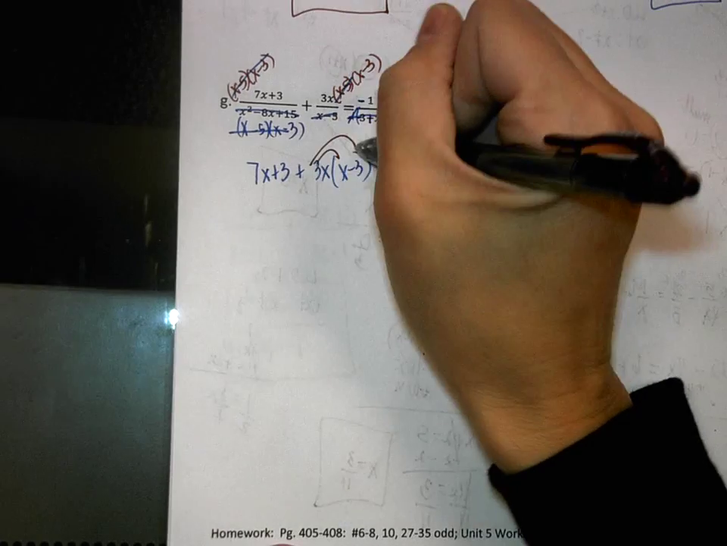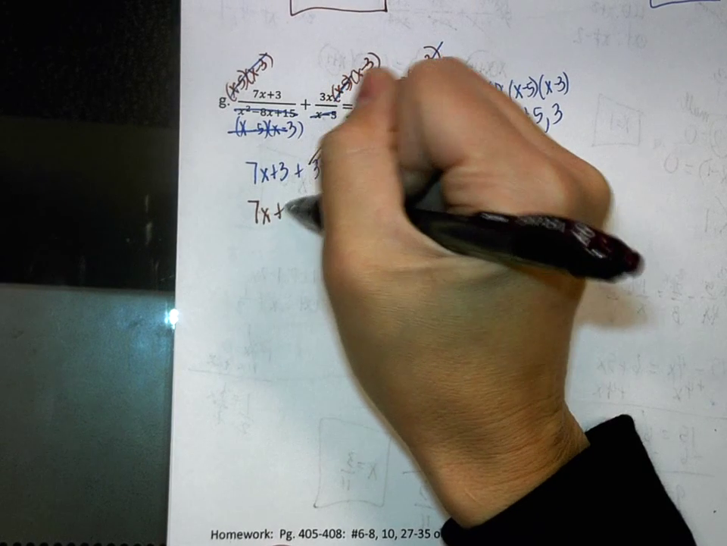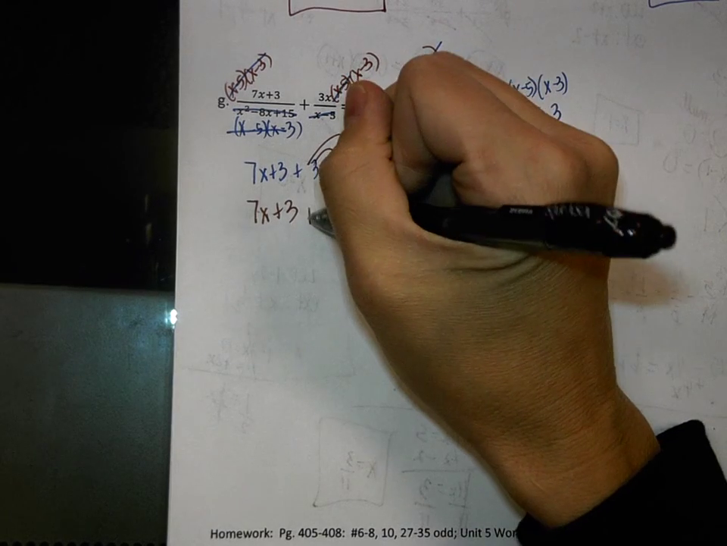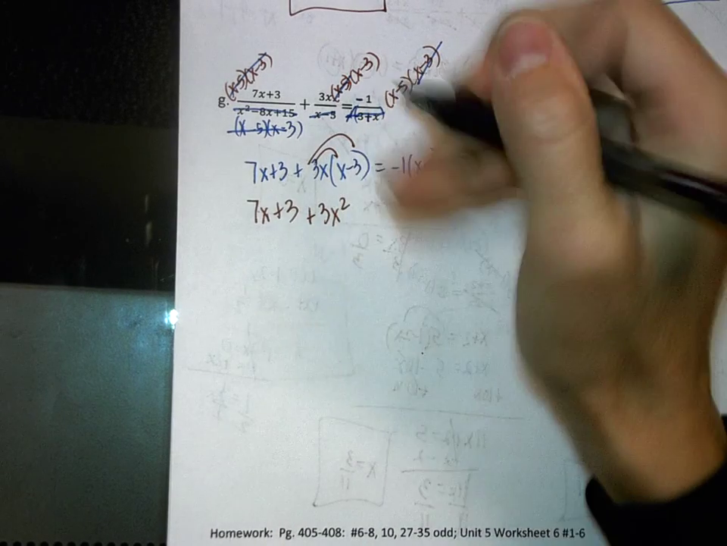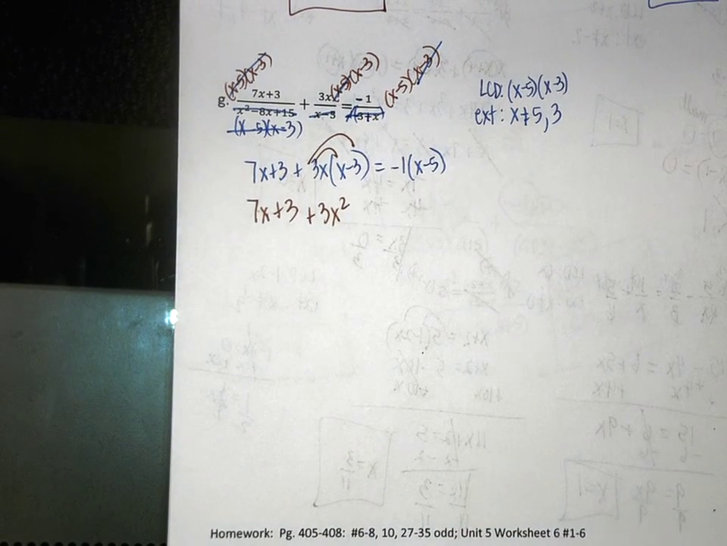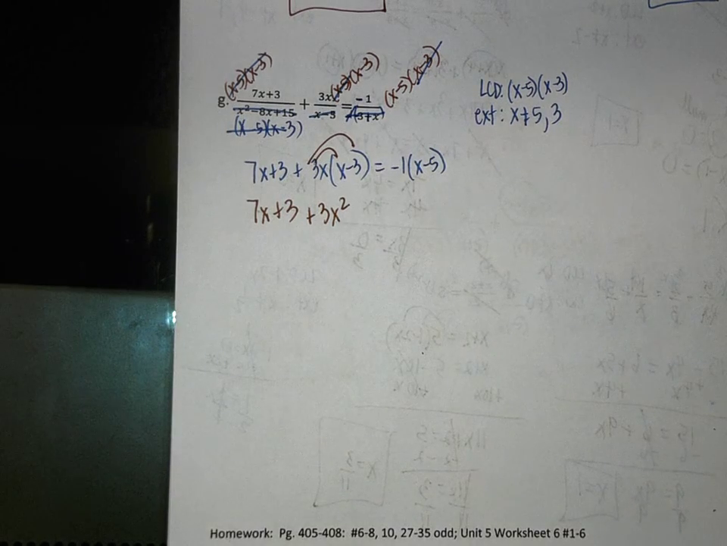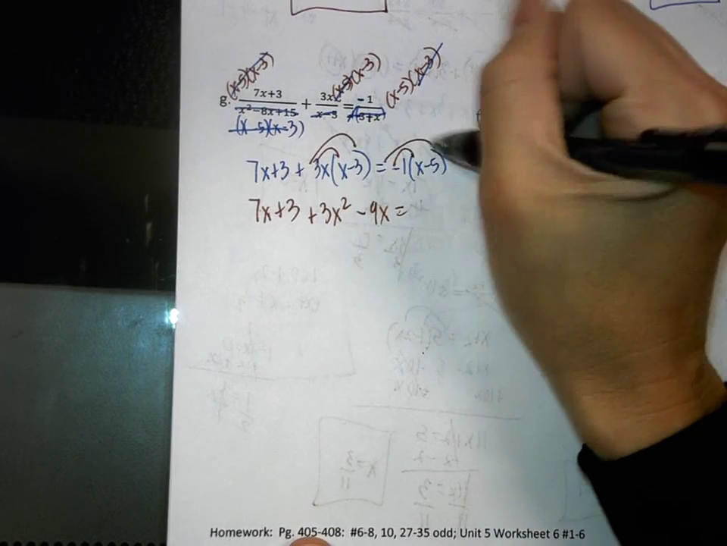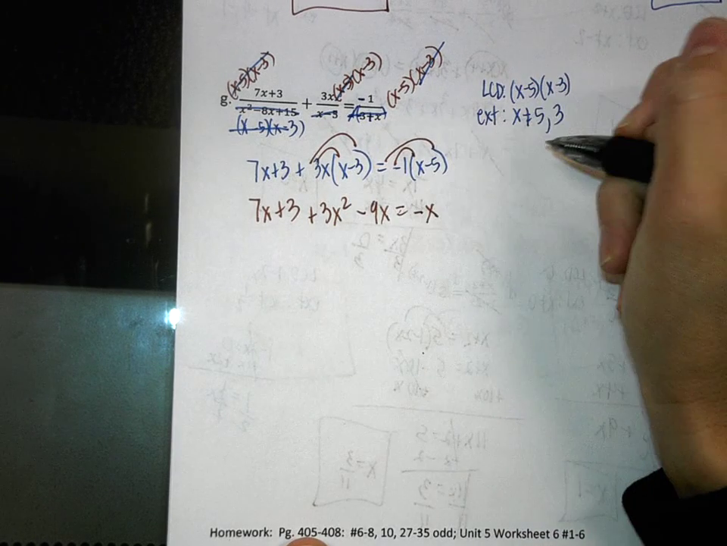Okay, so next we're going to get rid of our parentheses by distributing through. So I still have 7x plus 3, and then 3x times x is 3x squared. Good. And 3x times negative 3 is negative 9x. Good. Equals, we distribute through here, and I get a negative x and a positive 5.